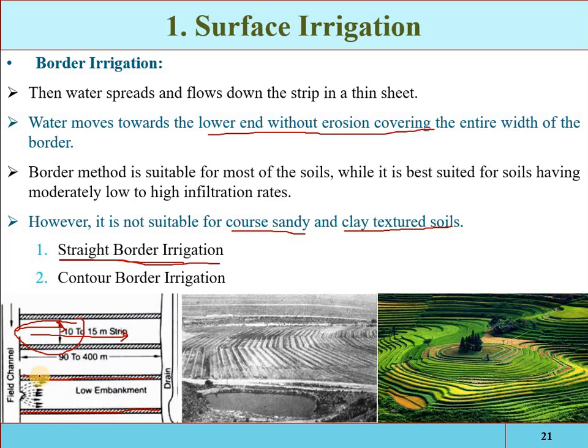In almost mild slope or low slope areas, the border will be constructed along the slope, which is called the straight border irrigation method. And in steep slope areas, the border will be constructed across the slope, which is called the contour border. So here you can see that these are also the small borders constructed in agricultural land. These are along the contour of the area, and these are across the slope because the slope is in this direction.